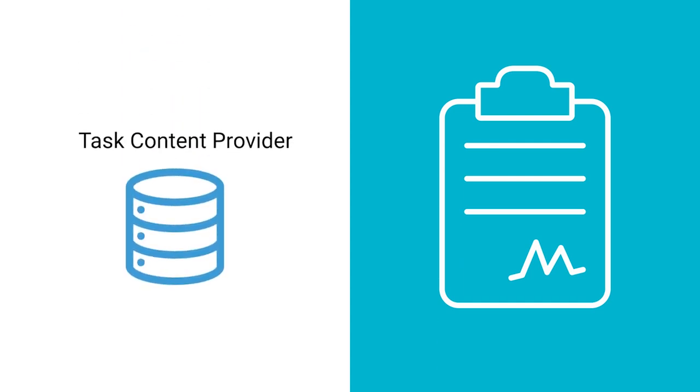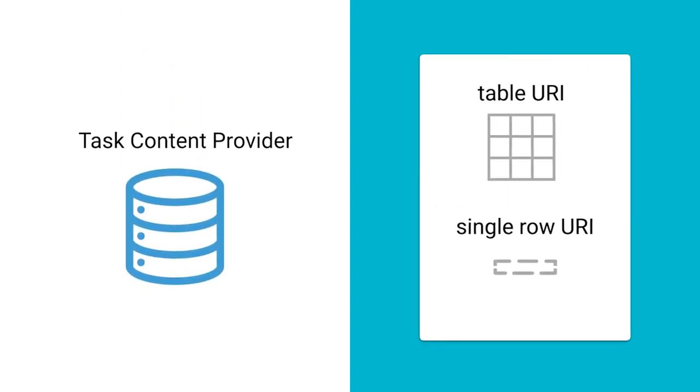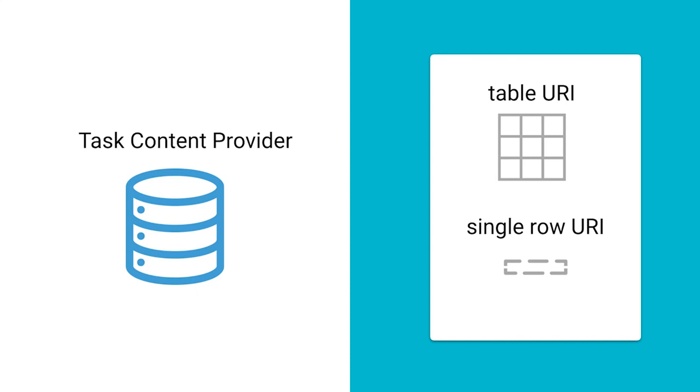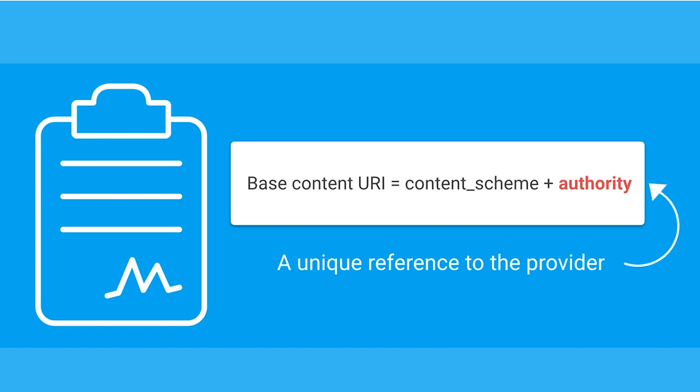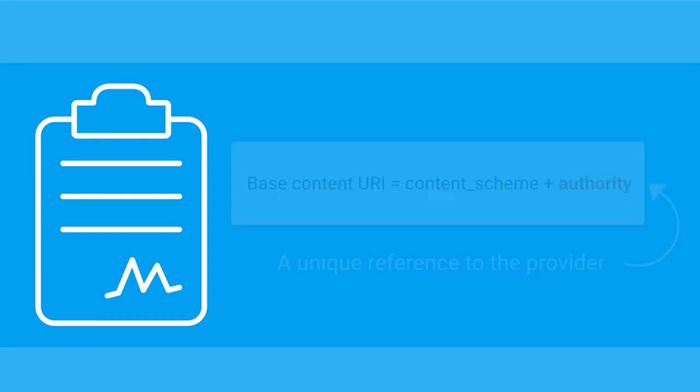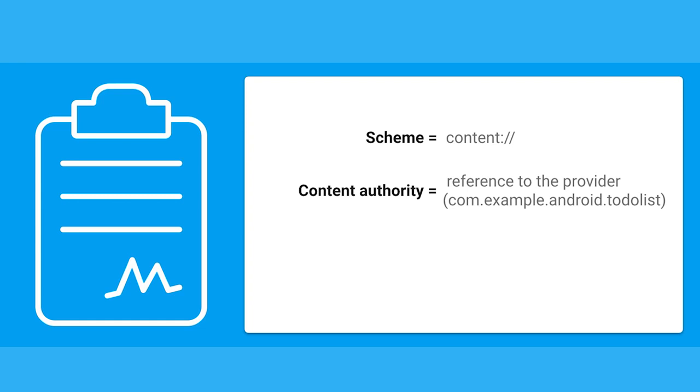As we've seen, to access data from the task content provider, you needed to define the following URIs, one for the task's directory and one for a single task. And they're comprised of a few parts. After the scheme, there's the content authority, which is a unique reference to the provider. And all of the URIs that our provider recognizes start with these two pieces as a base. So in the task contract, we'll want to define the combination as one constant called the base content URI, which is the scheme and the authority together.